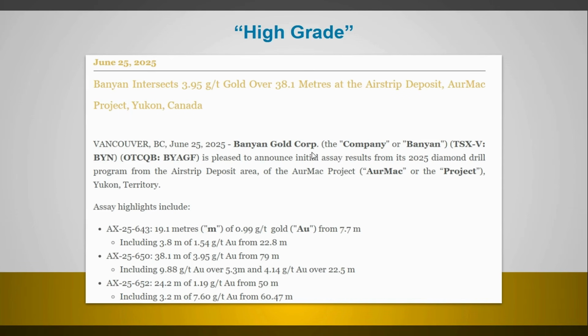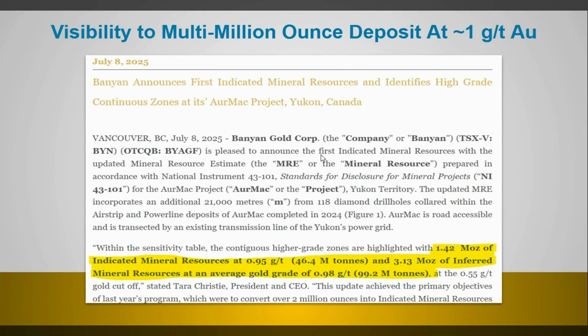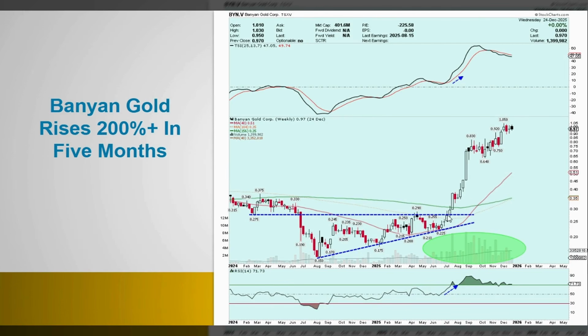So we have a nice chart setup, and then we get the drill results, almost 4 grams over 38 meters from Airstrip, and then we get an updated resource. This was a significant improvement on the previous resource, and suddenly we're looking at over 4 million ounces at near a gram at Ormac, right? And so you can see what happened.